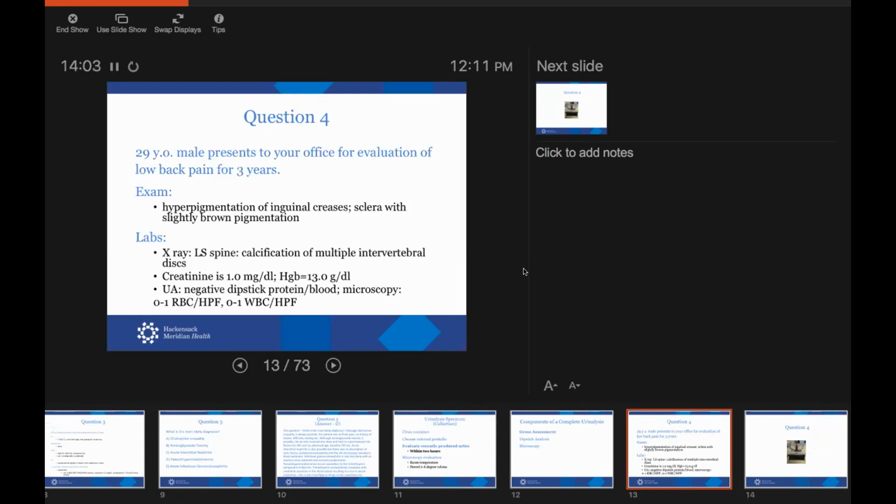A 29-year-old male comes to your office for low back pain. His exam shows hyperpigmentation of some inguinal creases, and the sclera are brown. That's weird, right? Shouldn't be brown, they should be white. X-ray shows some calcification on some intervertebral discs. Creatinine is normal, hemoglobin is normal. UA shows no protein, no blood.